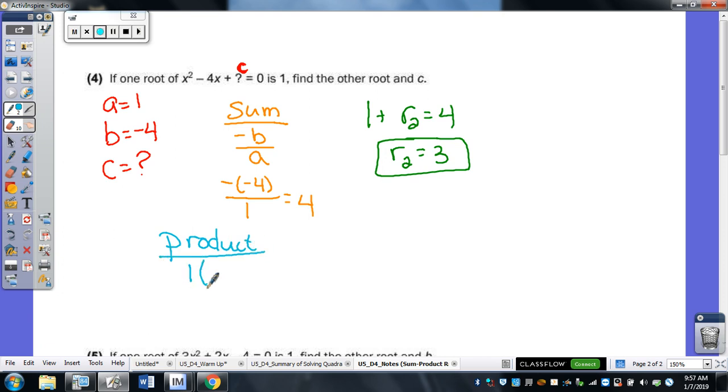So our first root was 1. Our second root was 3. So if I multiply those two together, my product is 3. 1 times 3 is 3. So in our equation, when we're trying to plug it in, remember this is x squared minus the sum times x plus the product. Our product was 3, therefore that's what your c value is going to be. That is your product. It's all about manipulating those two things.